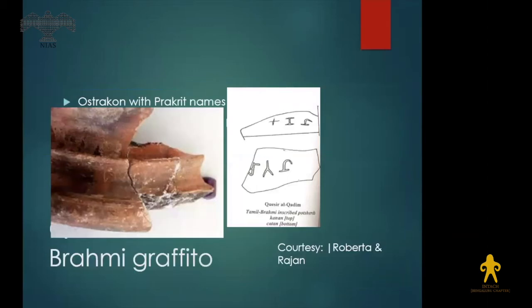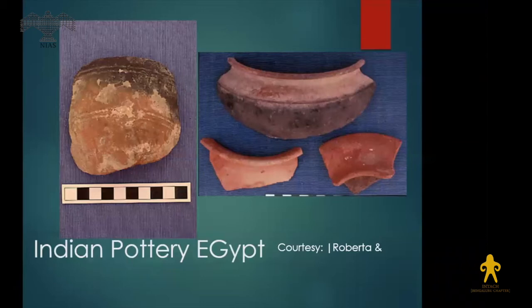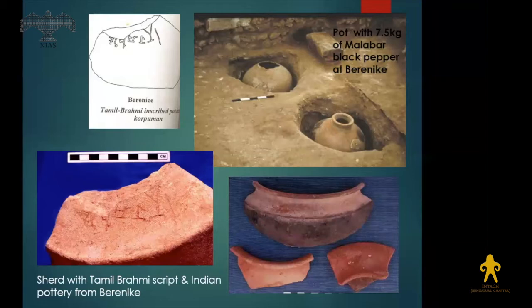They found three Tamil Brahmi inscriptions. These are from the site of Quseir al-Qadim. One is reading as Kanan, Cathan, and Panai Ori. And this pottery is from Egypt. It is typically Indian pottery. These are from Berenike. There's a pottery with the name Korra Puman inscribed on an amphora, and then two pottery jars with 7.5 kilos of pepper were found at this site. And also some of the Indian pottery.